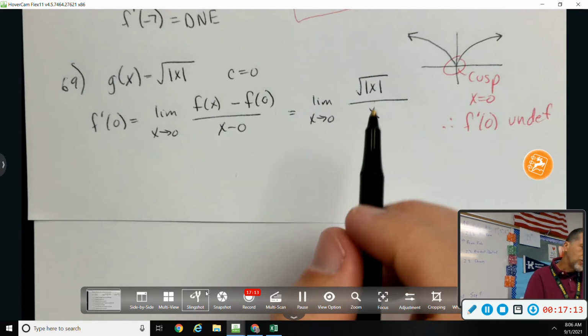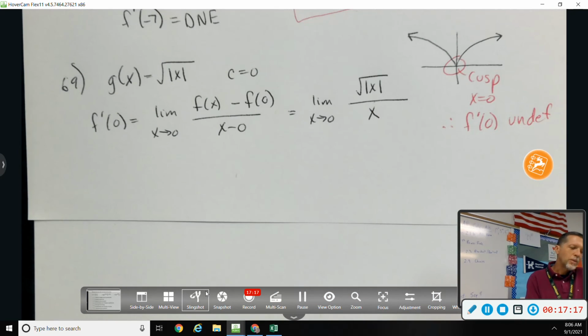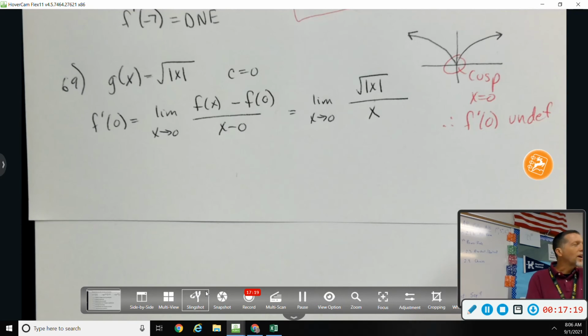Yeah, it would do the left and right stuff. That would be the long way around. You're not going to get one that's that bad on the test.